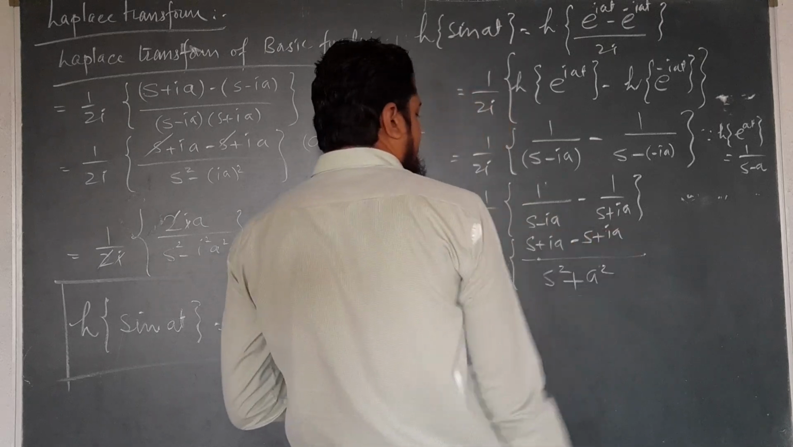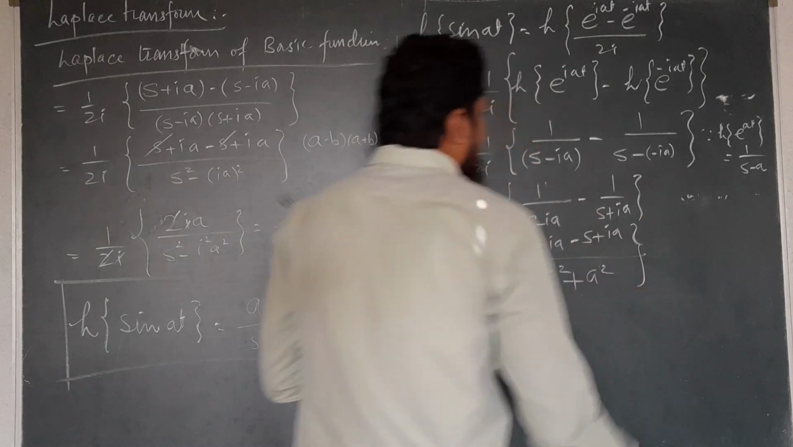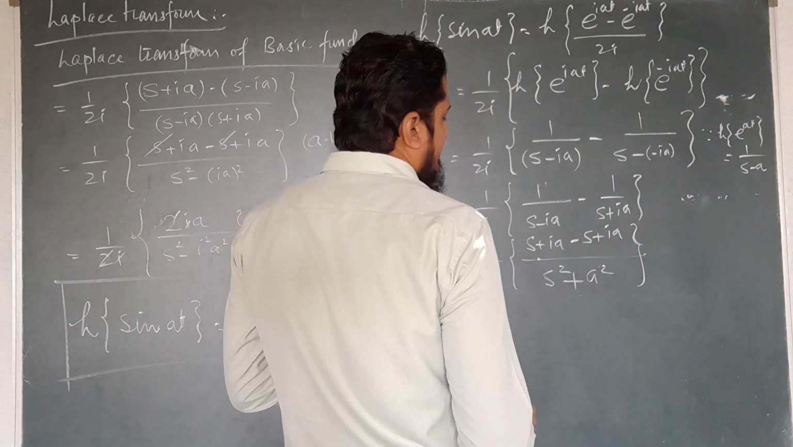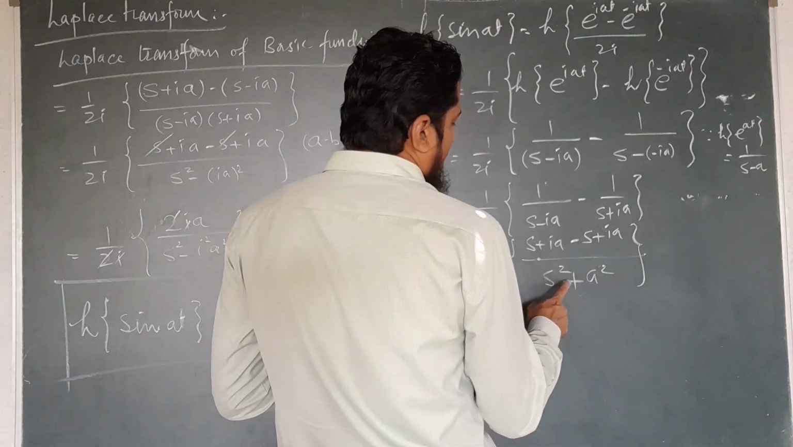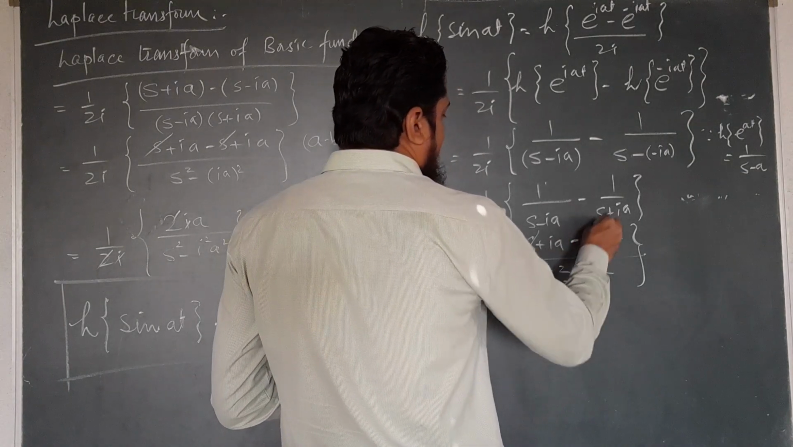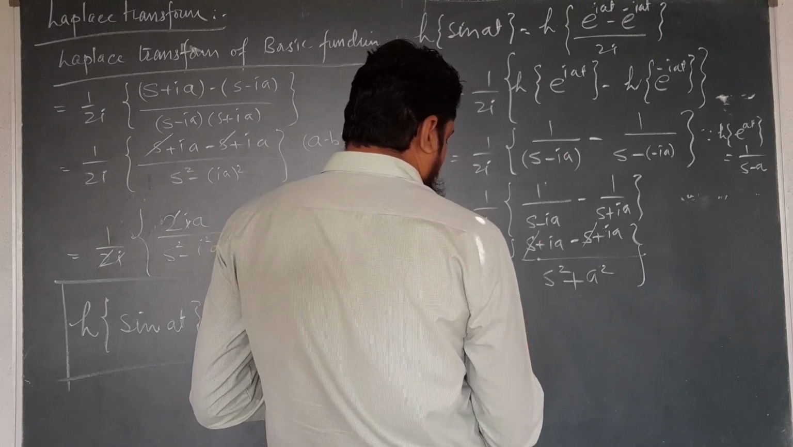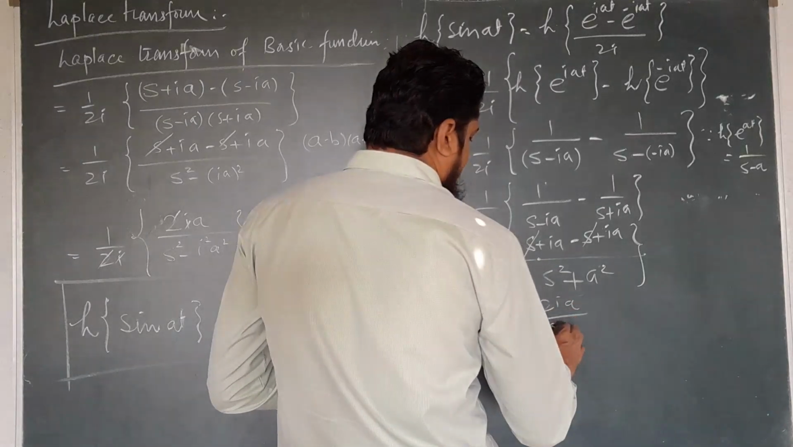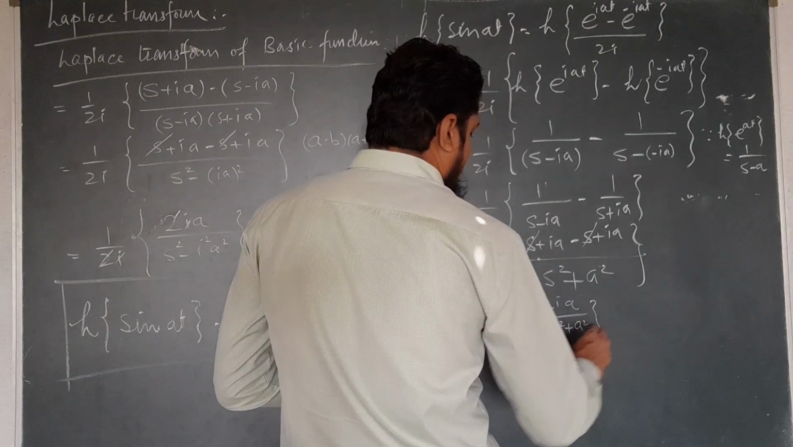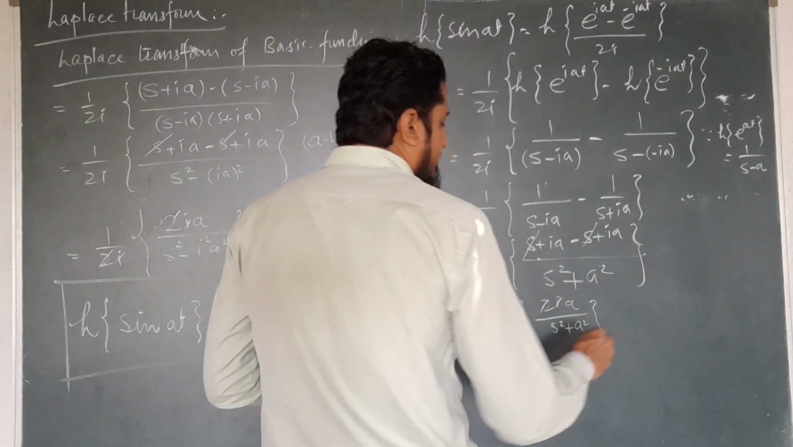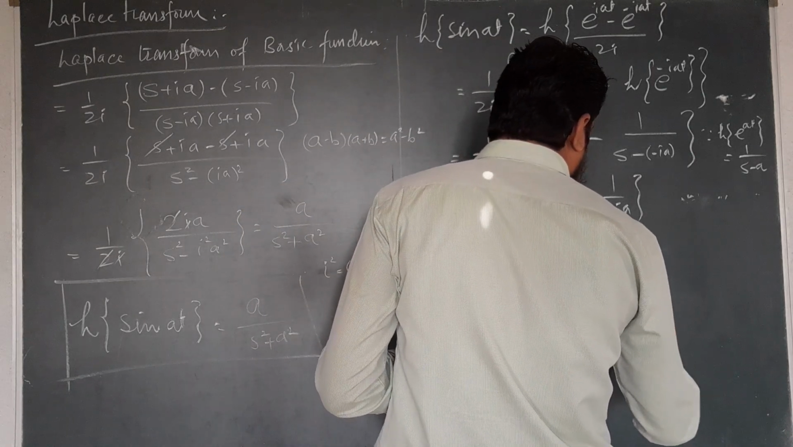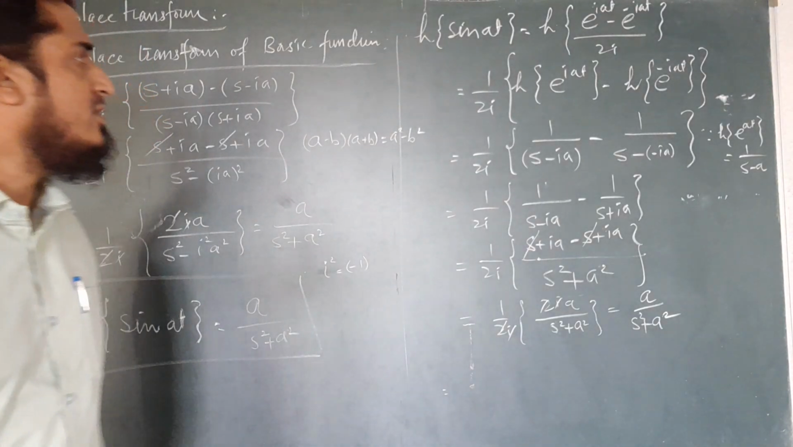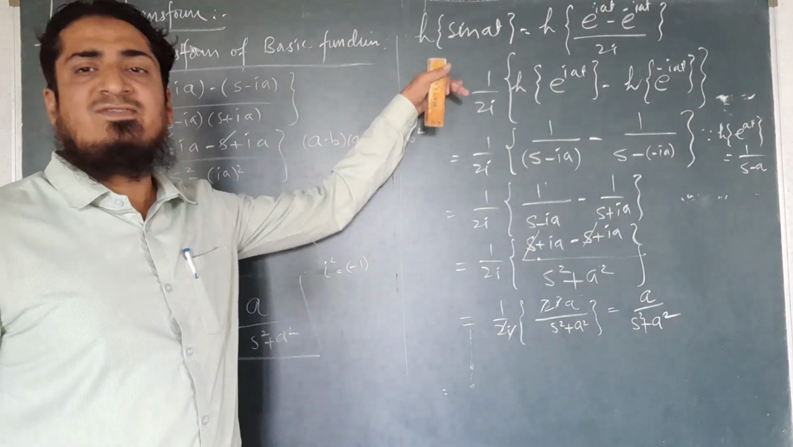We know that i is an imaginary number, and its square becomes minus 1, and this minus will cancel with that minus, and we will get s square plus a square. As minus is cancelled, we will get 1 upon 2i times 2ia over s square plus a square. 2i will cancel, we will get a upon s square plus a square, and it is the required result for the Laplace transform of sin at.